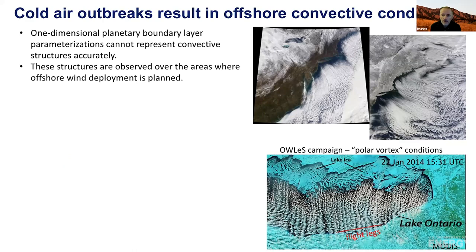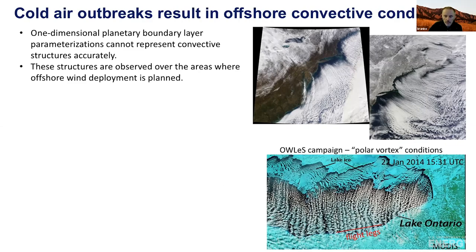We have different conditions that can develop in winter, where we have cold air outbreaks that are essentially a result of what's sometimes called a polar vortex. The cold air from polar areas comes down and then flows over warm ocean. And here we develop convective circulations. First are helical convective rolls that then turn into convective cells. And we have two satellite images from the MODIS satellite near New York. Similar conditions can occur over the Great Lakes, where wind deployment is also planned.